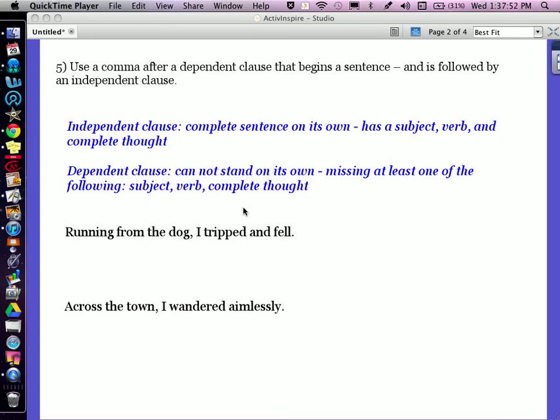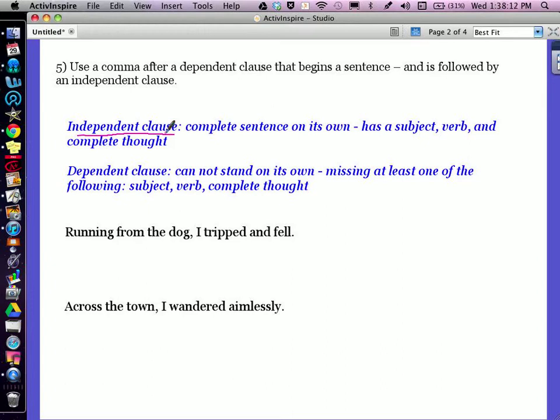Okay, so the next rule I'm going to go over is number 5, which is use a comma after a dependent clause that begins a sentence and is followed by an independent clause. So to understand this, you need to know what an independent clause is. Remember, we talked about in rule number 4, it's a complete sentence on its own, or could be. It has a subject, a verb, and a complete thought, all 3 of those things.